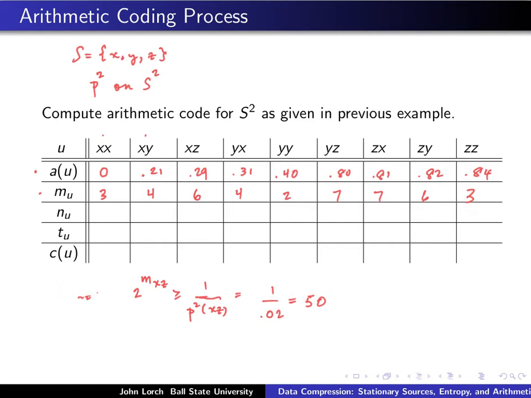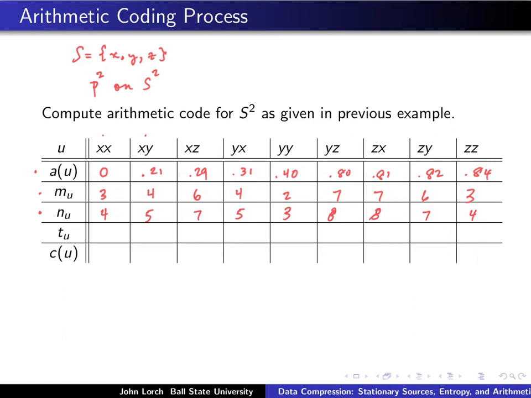So now it's time to compute the values of n. Remember, those values of n are going to be the lengths of our code words. And luckily, it's pretty easy to compute the values of n. All we need to do is add 1 to the values of m. So we get a 4 and a 5 and a 7 and a 5 and 3 and a couple of 8s here and a 7 and a 4.